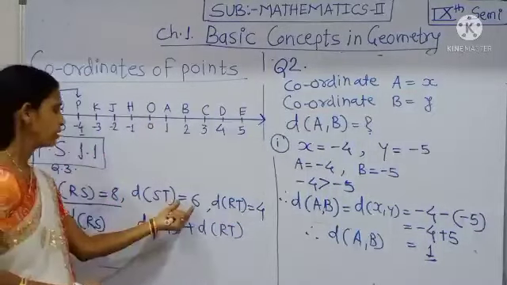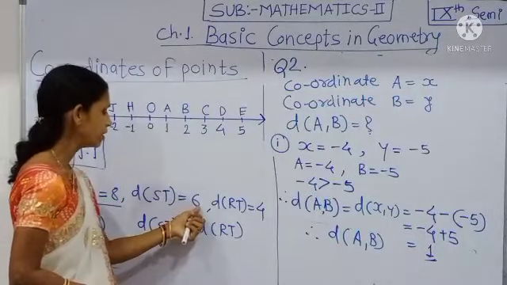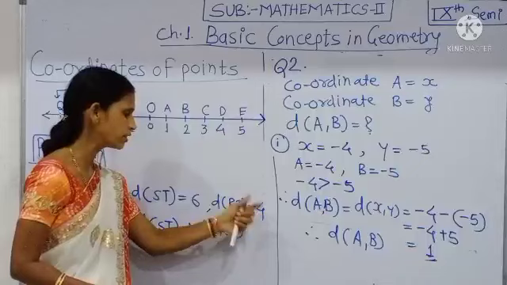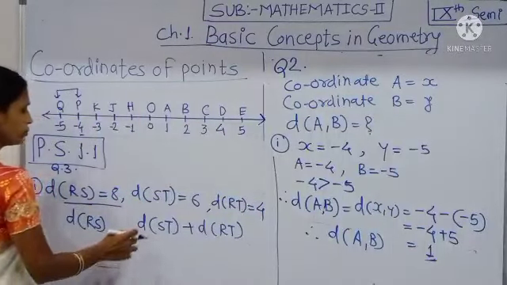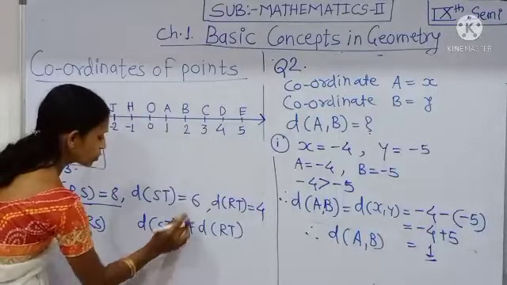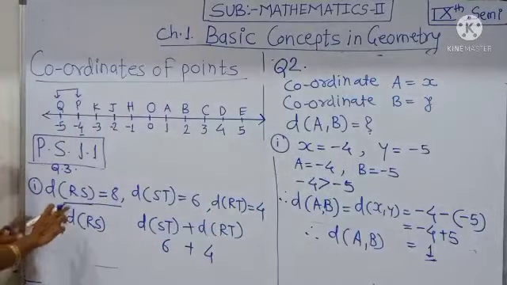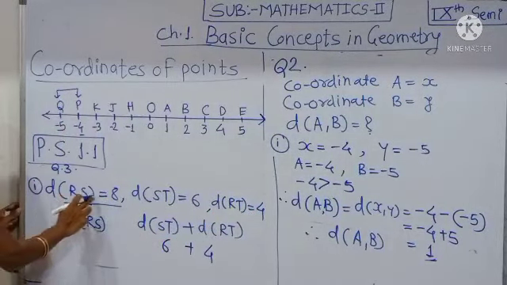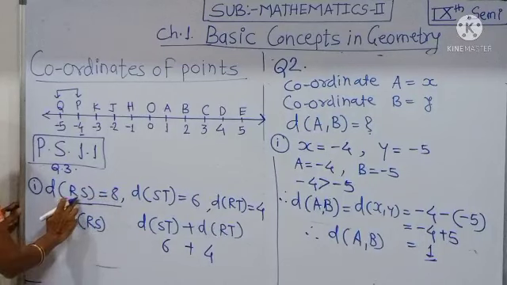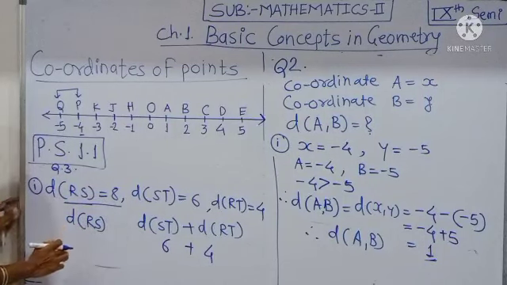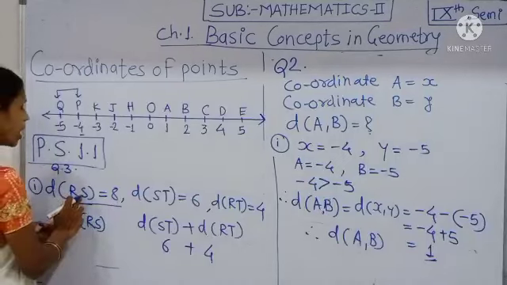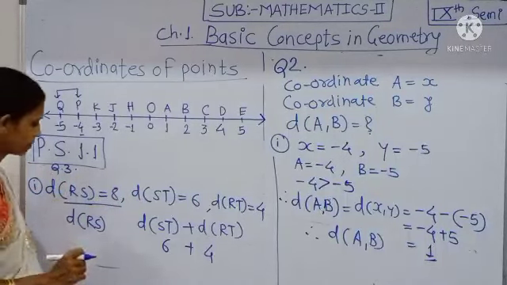Here ST distance is 6 and RT distance is 4. Therefore, if the sum of these 2 smaller distances is equal to the bigger distance, then here the points R, S, T are collinear.